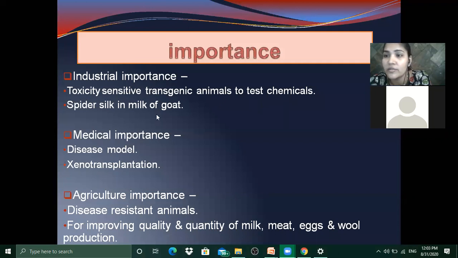Industry importance of making these animals is toxicity sensitive transgenic animals to test chemicals. Many toxicity studies can be carried out. Spider silk in the milk of a goat. So I don't know what this means. Spider silk. Then medical importance, we will be concentrating on the medical importance. We can use it as a disease model, and we can also use it for xenotransplantation and also to make knockout mice. Just give me 1 second over here.